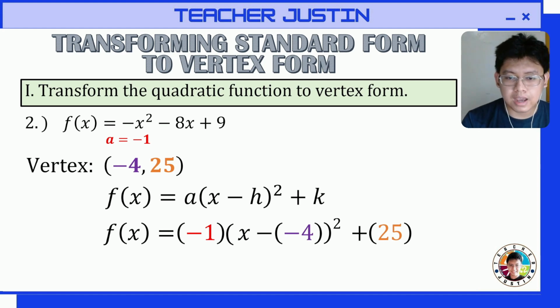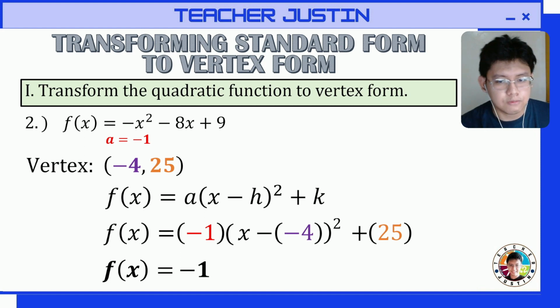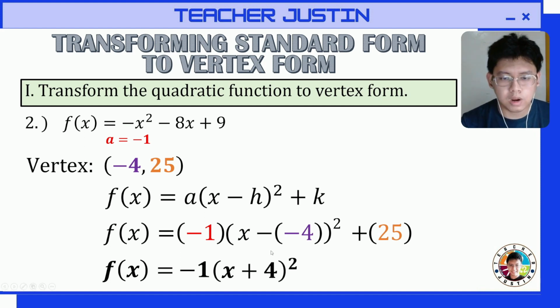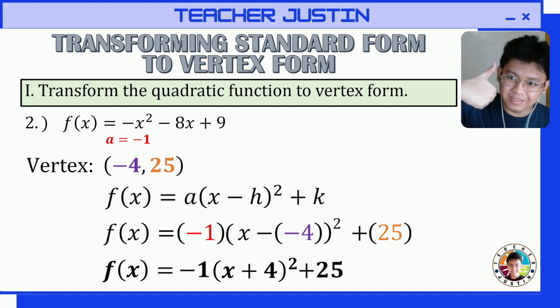Now, let's simplify the sign. So, pag may nakita tayong dalawang sign, negative times negative, that will be positive. So, we have f of x is equal to negative 1. Negative times negative is positive. So, magiging square quantity x plus 4 siya. Tapos, positive times positive will be positive 25. And that's it. Our vertex form will be negative 1 times the squared quantity x plus 4 plus 25. And that's it. Ta-da! Alright.